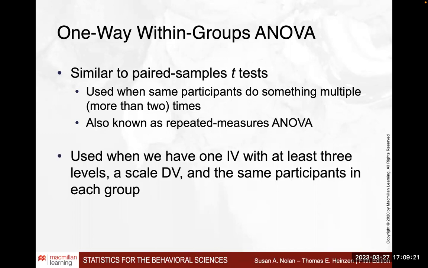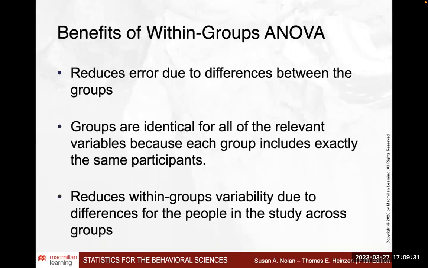So again, we have an independent variable with at least three levels, a scale dependent variable, and it's the same participants in all levels of the independent variable. And now we're getting to what I alluded to before. It reduces error due to differences between the groups. It takes out that error that is coming from something other than the differences between the groups. So it minimizes the error caused by differences between the individuals in the respective groups.